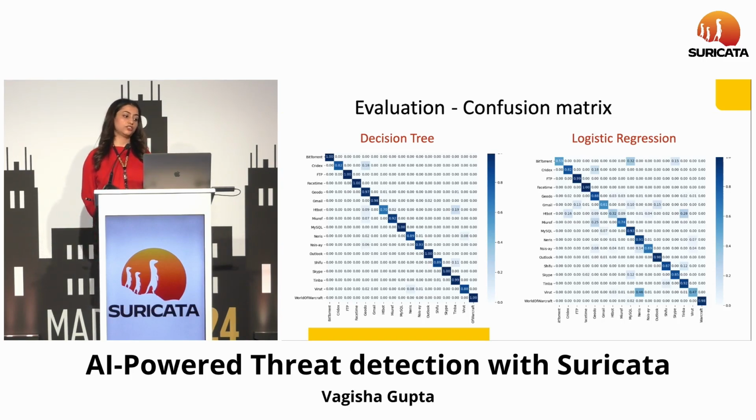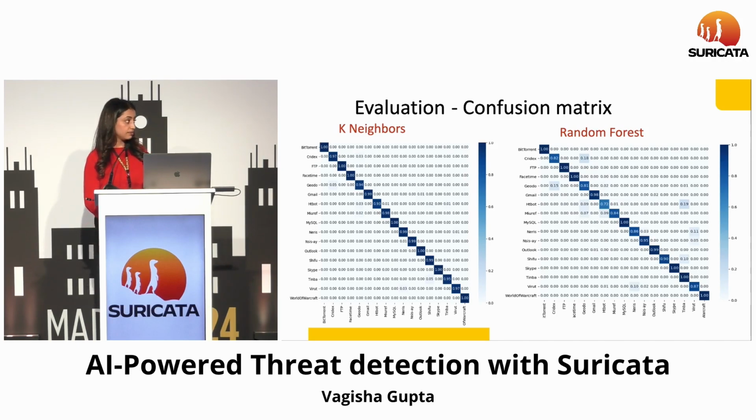So you can see decision tree was performing nicely for our classifications. You can see it was predicting with high accuracy for these classes. Logistic regression was not as good as decision tree, but still was giving good results. K nearest neighbors was the one which had the highest accuracy and evaluation metrics. Random forest was also giving very good results.